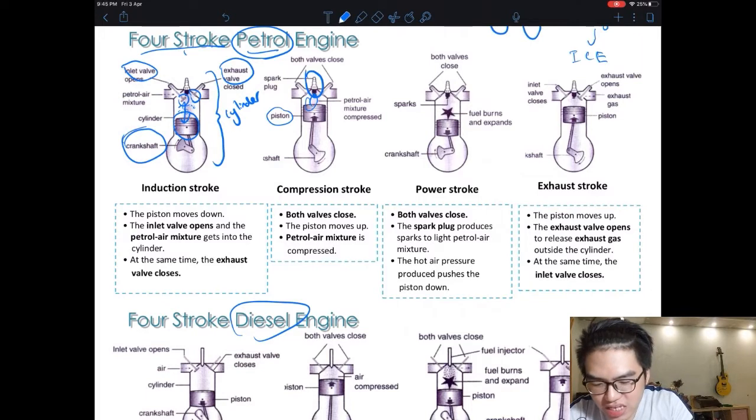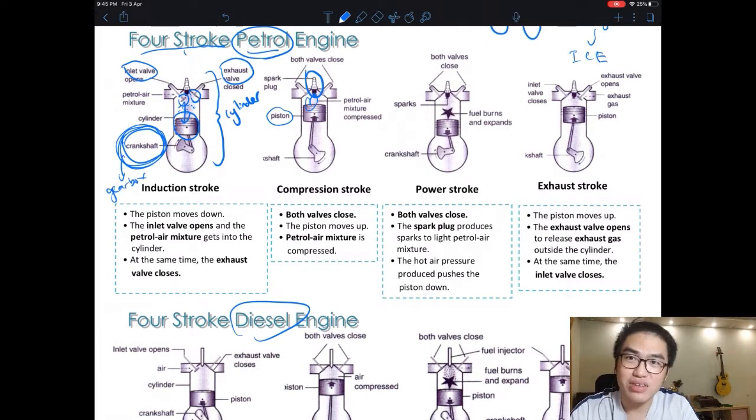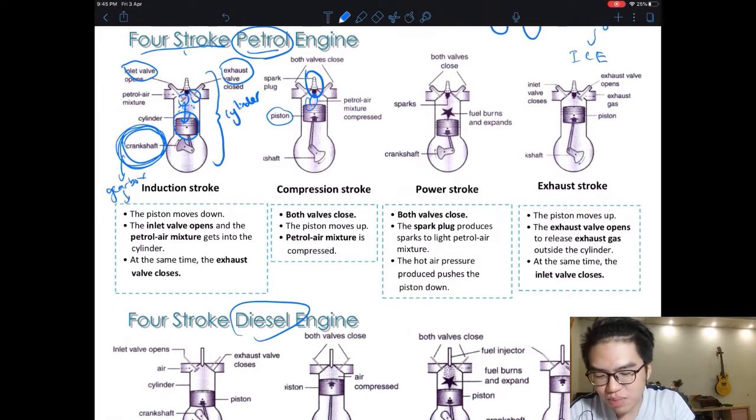So this is the main thing we want to spin, because the crankshaft will spin your gearbox. Do you know what a gearbox is? The gear you change, and then the gearbox will spin your tire.